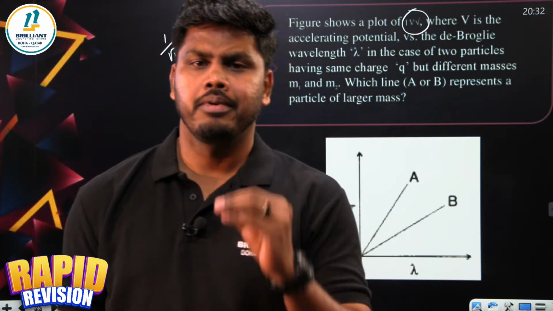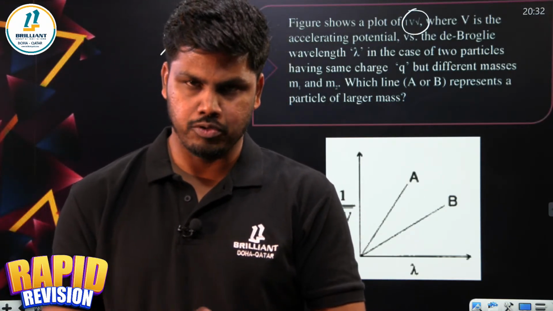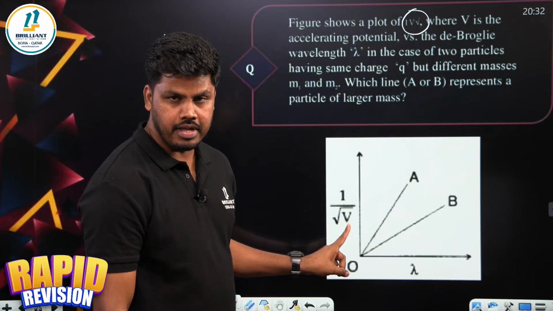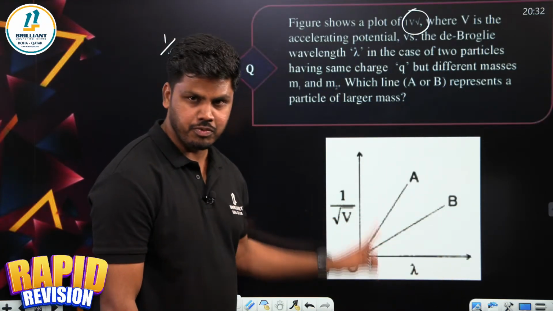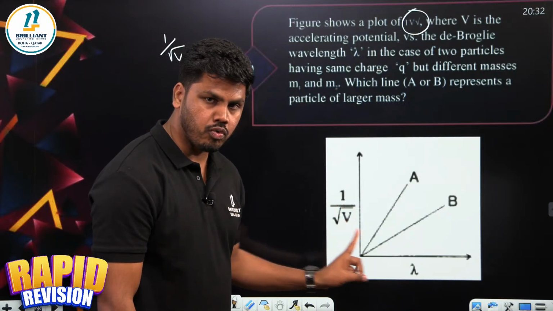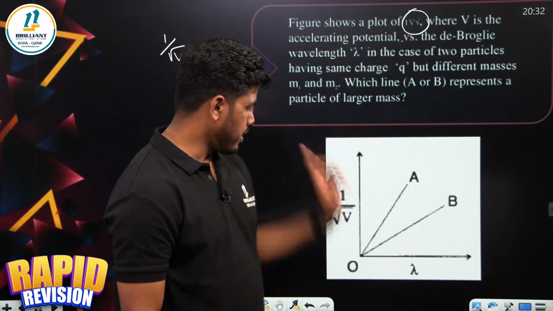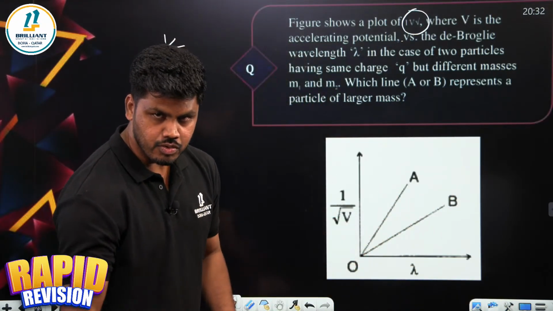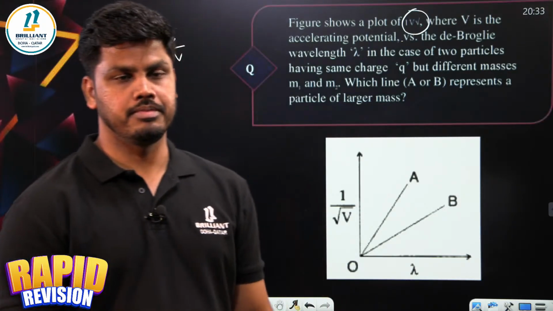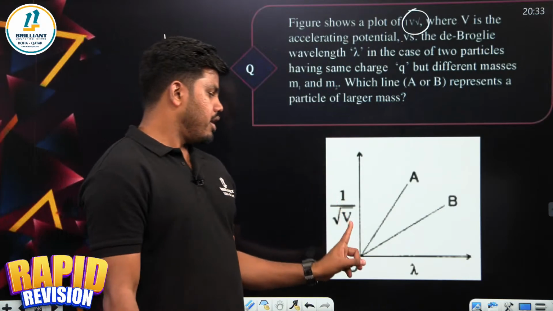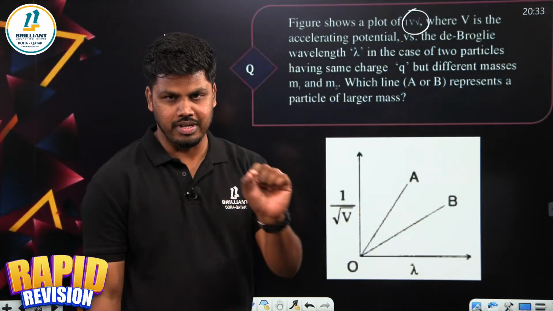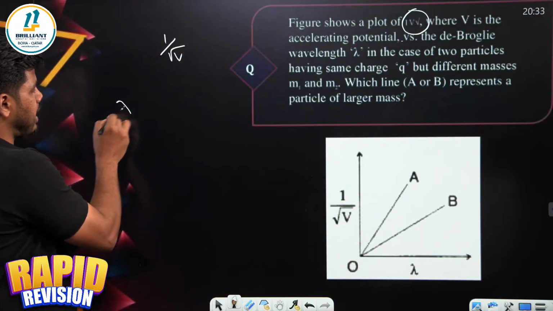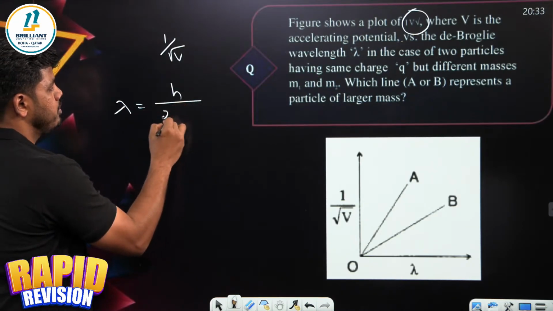Okay, a question from the wavelength of electron part. De Broglie wavelength of electron. We have the de Broglie wavelength of electron lambda in terms of accelerating potential. That is what we have to consider for this. Along the y-axis you are given 1 by root of V. V is the accelerating potential. Lambda is along the x-axis. These are the two different particles. The question is which particle has greater mass? How can you connect that mass with this graph? That is the only thing you have to do to find the solution. First of all, we'll start with the lambda expression, h by root of 2m into qV.